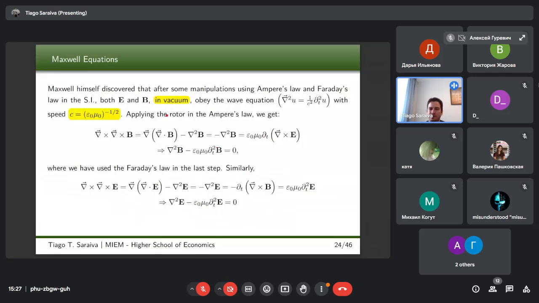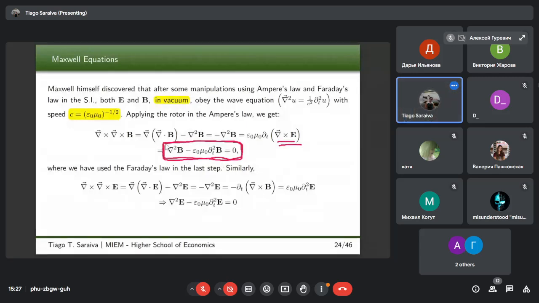Maxwell himself discovered that after some manipulations of these equations, you can isolate the electric field, for example, in one of these equations, and after taking the curl and making manipulations, you get to the wave equation. For example, because we have the curl of E, this came from Faraday's law. If you take Faraday's law and make some manipulations, you get exactly this equation for the magnetic field. And this equation is the so-called wave equation.